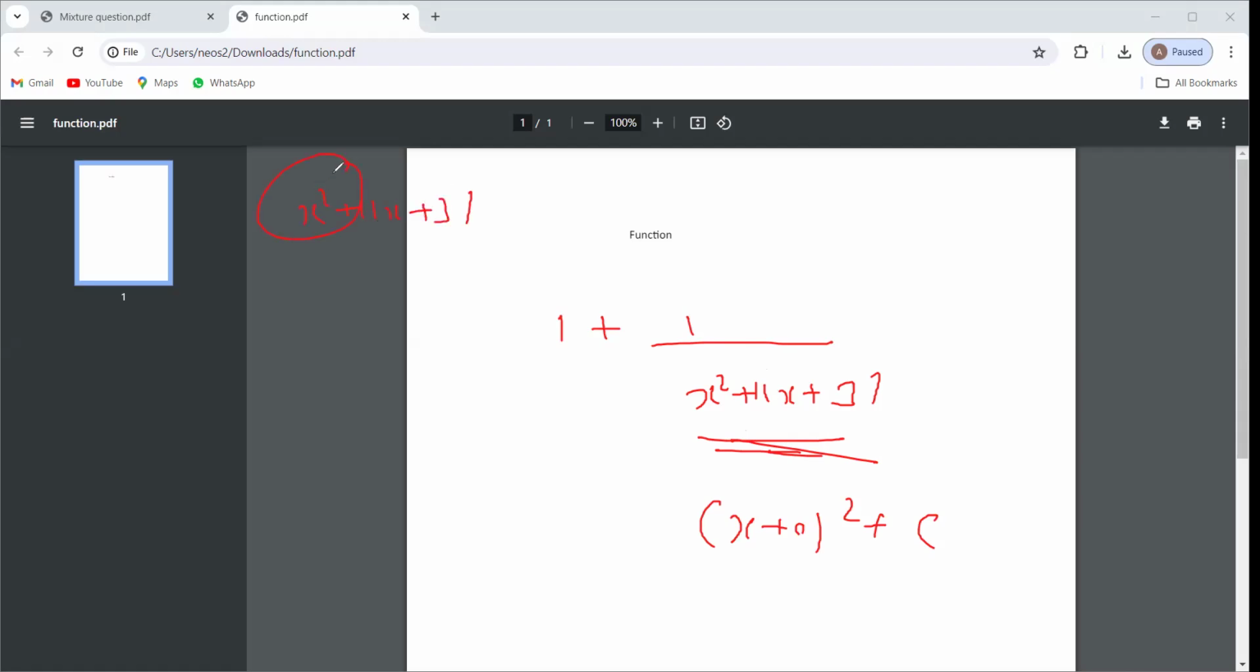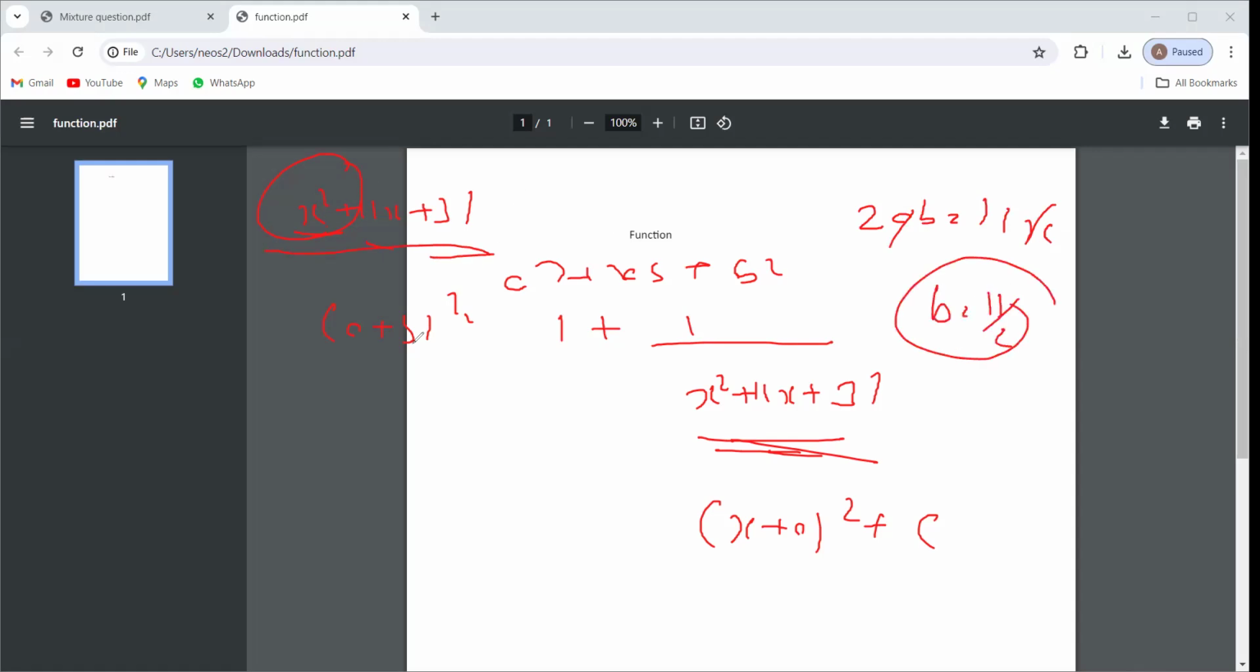You are sure about a, right? What is the formula for that? (a plus b) whole square is what? a square plus 2ab plus b square, right? You are sure about a. a square is x, right? You don't know b, right? 2ab is what? 11x. a is x. So what is b? 11 by 2.